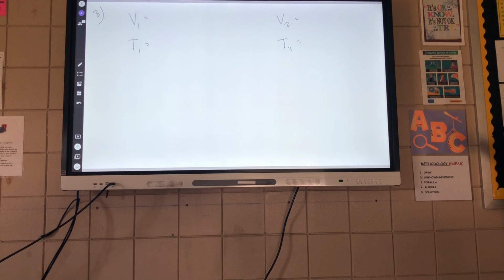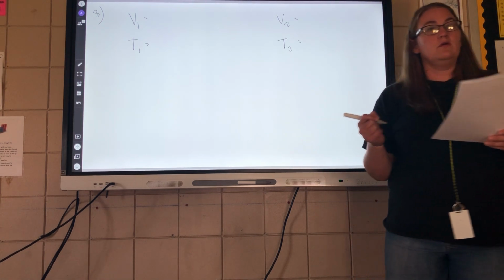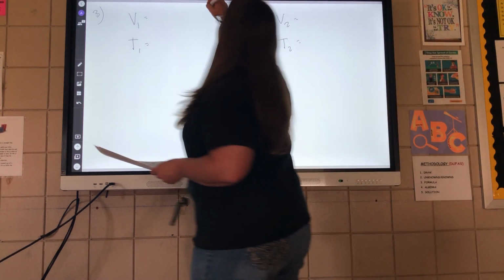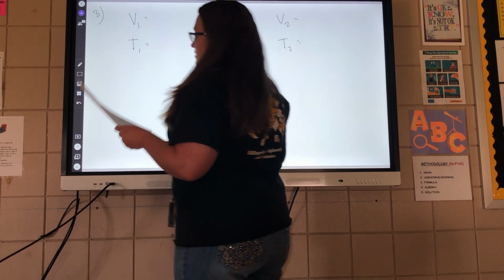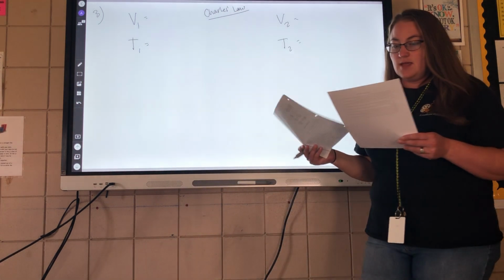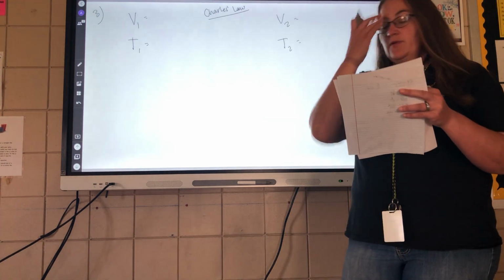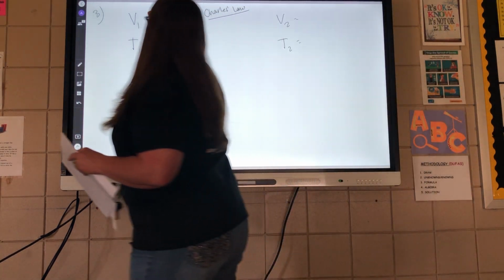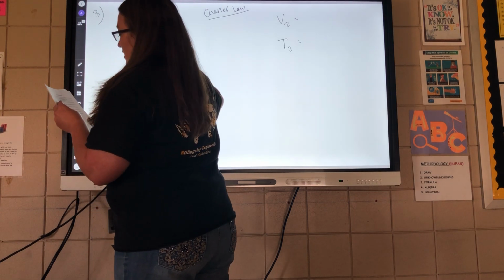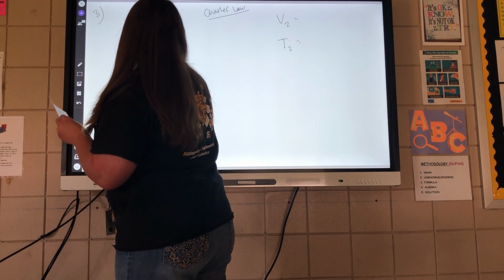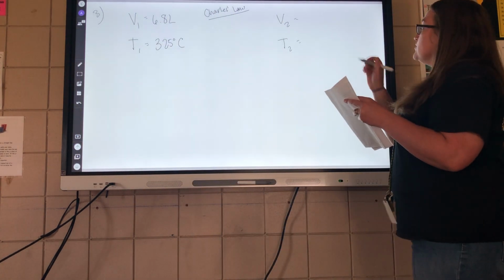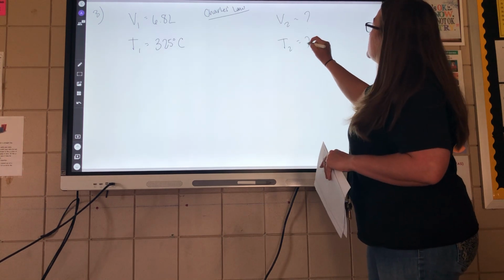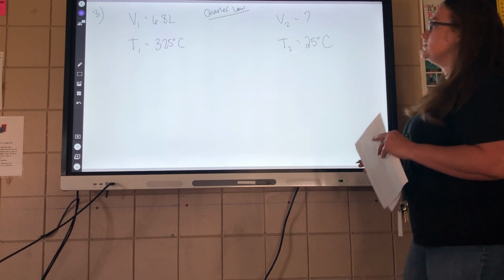What law am I working with? Volume and temperature. Charles' law. All right, so my V1 that they give me, it says if a sample of gas occupies 6.8 liters. My temperature is 325 degrees Celsius. It wants to know what the volume is going to be at 25 degrees Celsius.